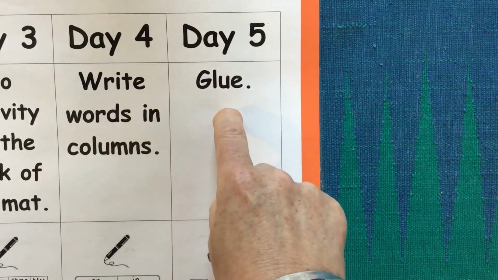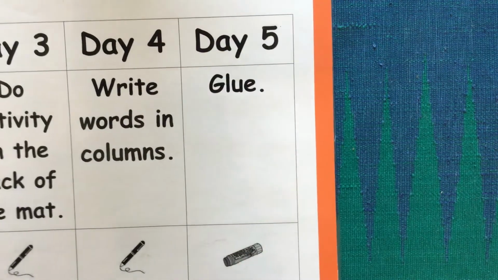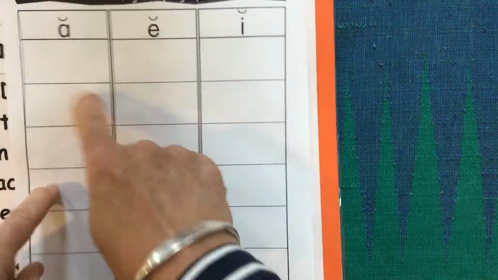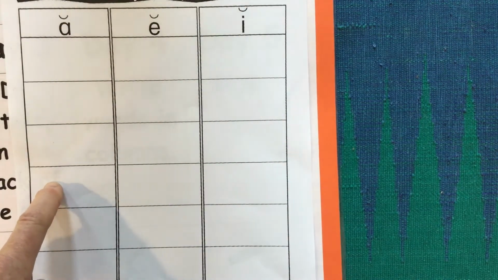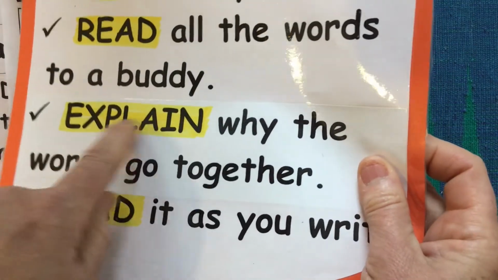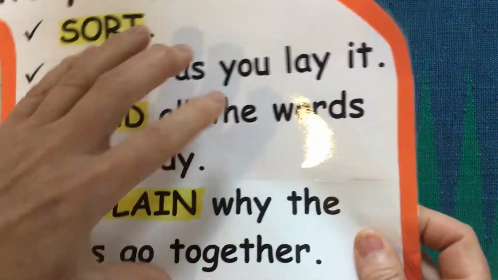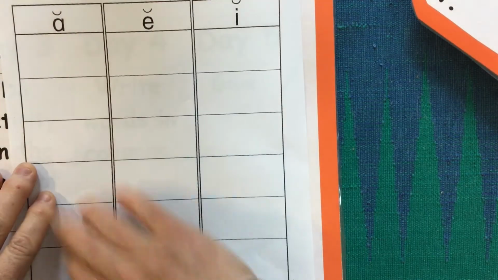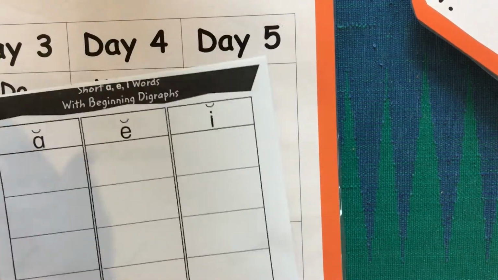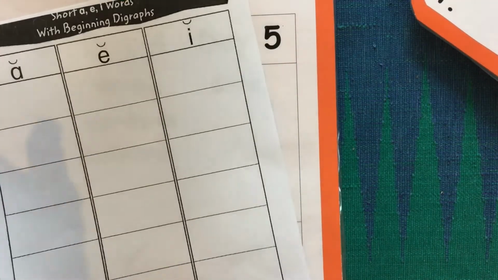In addition to, oh, let me also add, the last day, day 5, is glue. That just means that on that day, after they sort all the words on the mat, say it as they lay it, read it to a buddy, and explain why the words go together, because they do this every day, then they just get to glue the words on here because they're finished, and they would turn this in, and that would be done for the week.